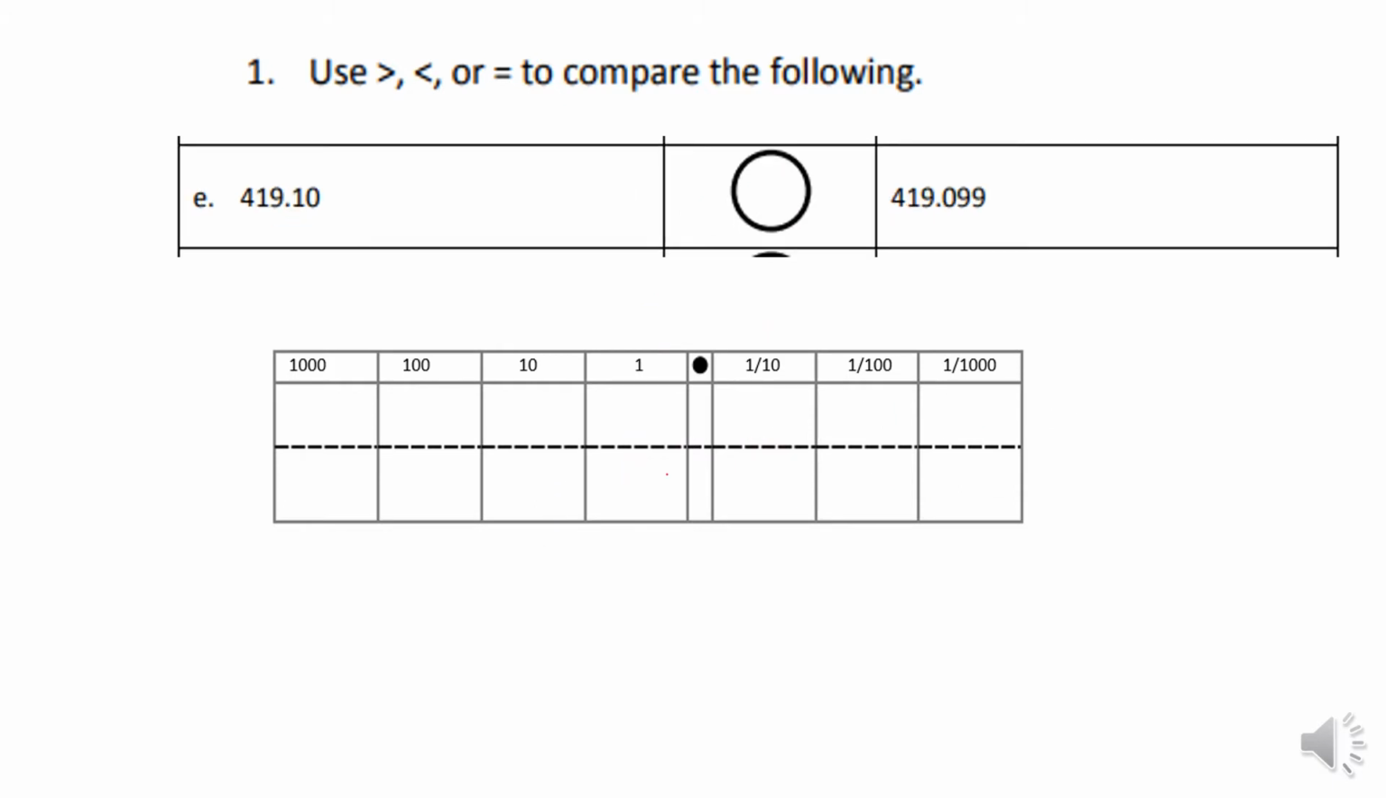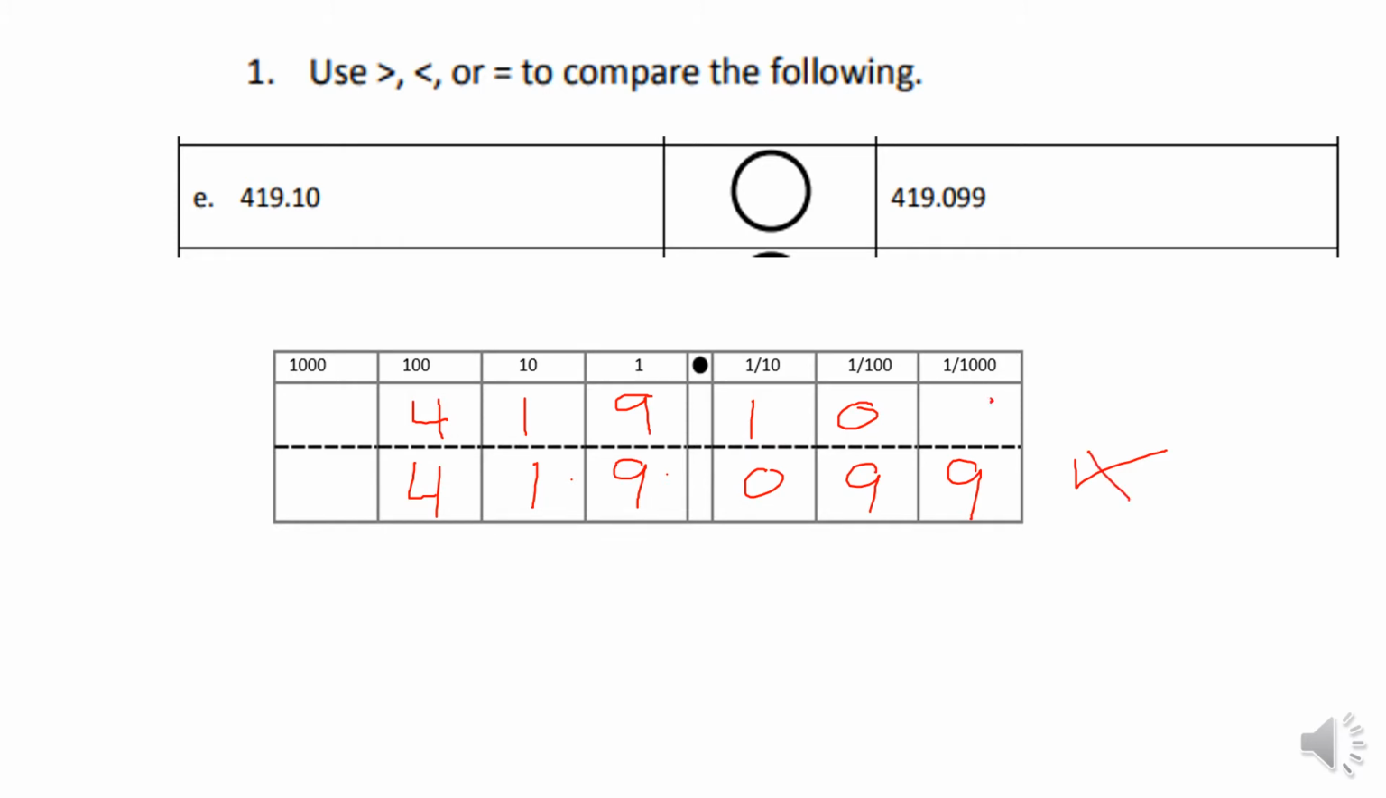Our next problem, once again, we're just going to go ahead and put in our place value. The place value chart always tells us the truth. It's the best tool we could be using. The next one, we're putting 419 and 99 thousandths. Now, most students right off the bat are going to say this one here is higher because it has more digits. That's wrong.